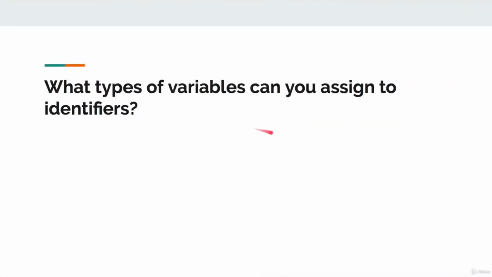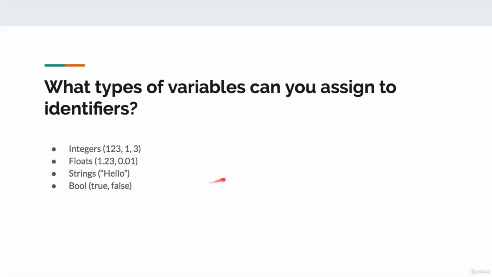What types of variables can you assign to identifiers? So integers, floats, strings, these are like sentences, words, characters, anything that you can put in quotes. They can be single quotes or double quotes. Booleans, this is a concept in programming. It's basically only two values, true or false.